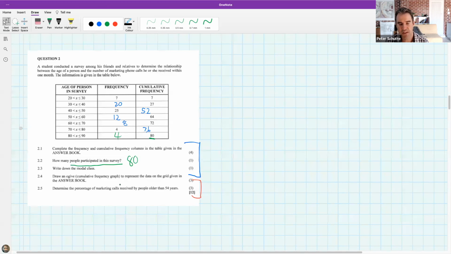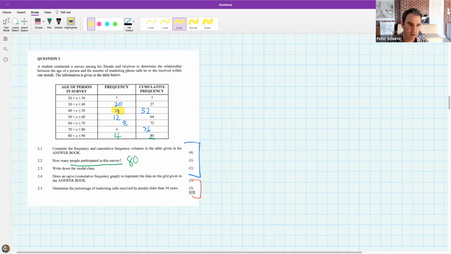What do we need? If we think of the mode, what does the mode mean? And remember, this is grouped data, so we can't have an exact mode, but we can have a modal class. So we're looking for the class that has the highest frequency. Which one has the highest frequency?